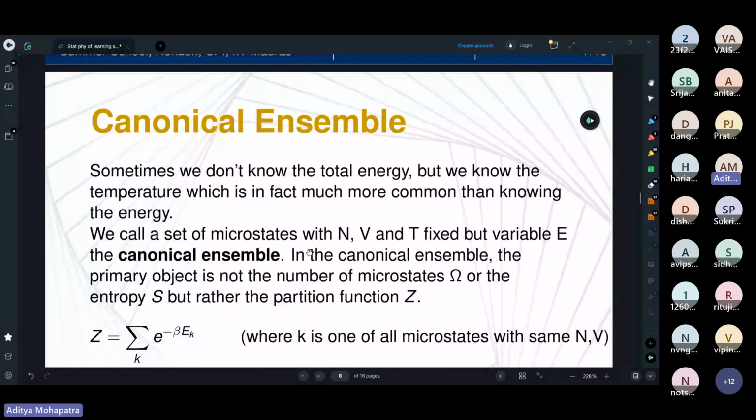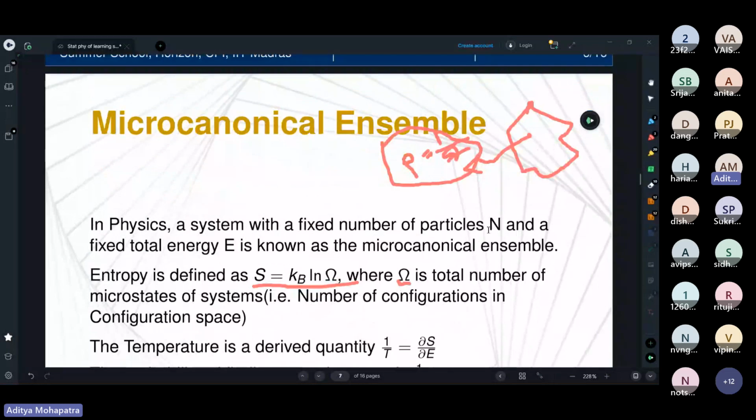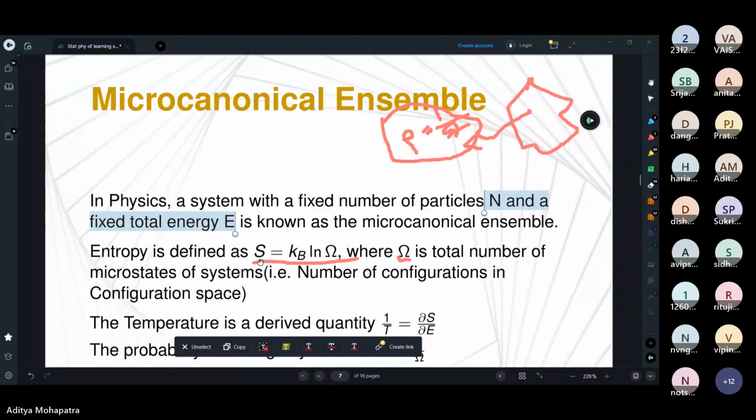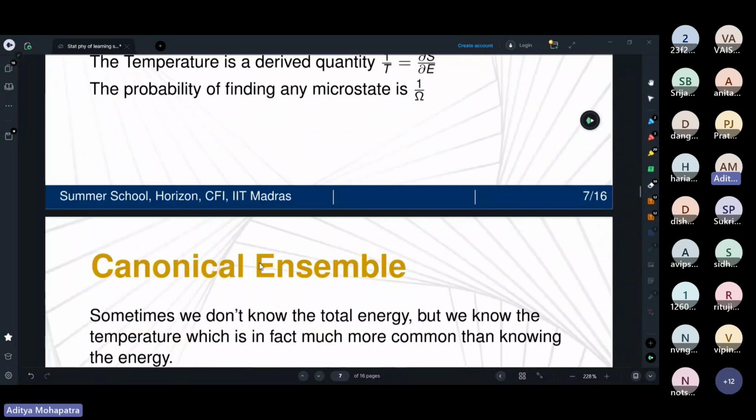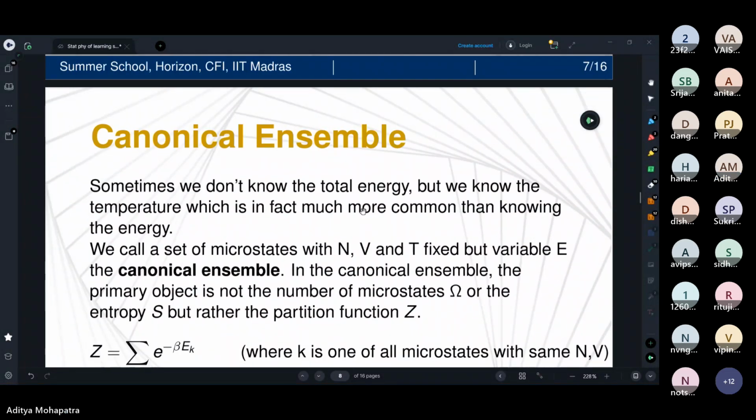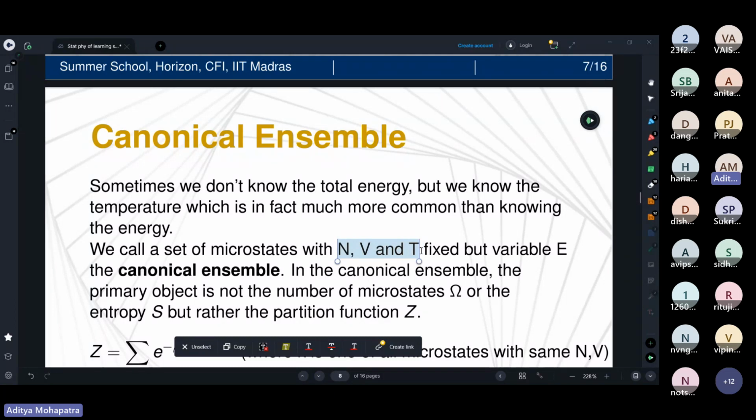Okay, now this was the system where N and V are fixed. Now we go to some other constraint. In that case, we kept the energy fixed. But in a real case, it's difficult to know the energy and keep it fixed, right? But temperature, we can keep fixed using a heat bath. So the number of particles, volume, and temperature are fixed, but energy can transfer. We call that the canonical ensemble.